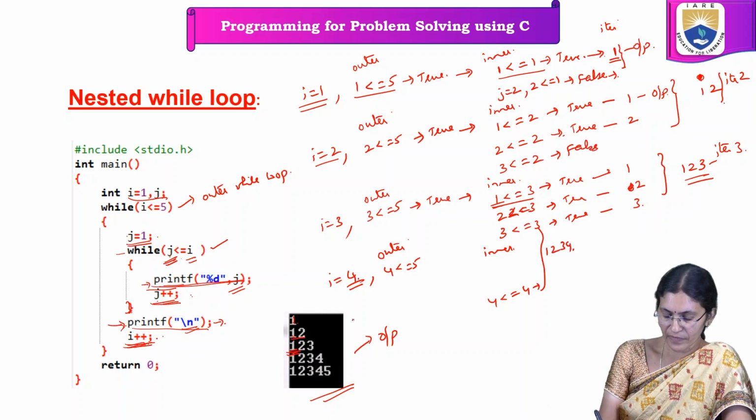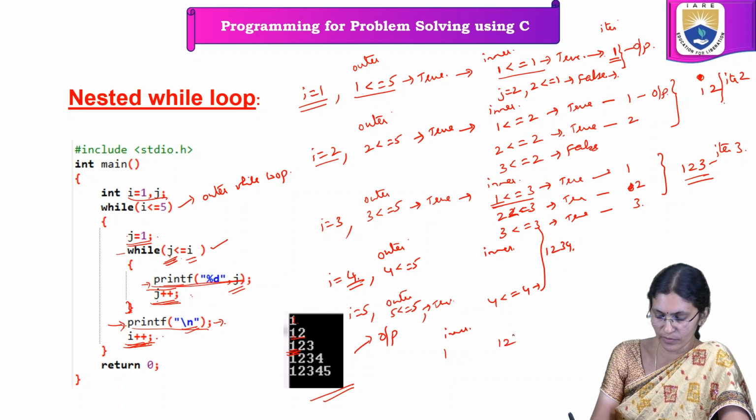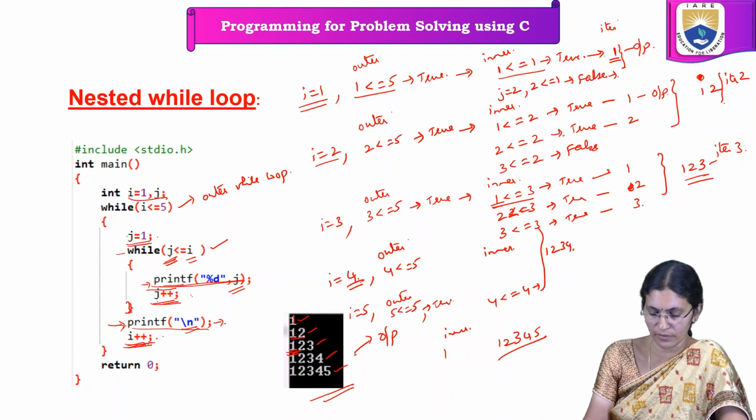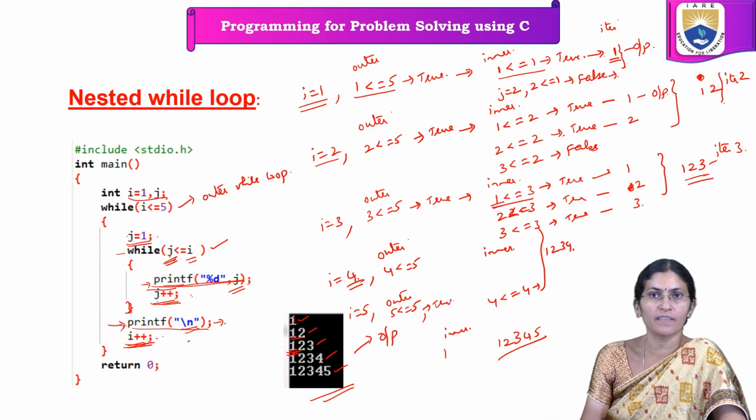In this way, next again the i value is incremented by 1, so i is equal to 5. The outer condition checked is 5 is less than or equal to 5. This is true, so control is transferred to the inner loop. The inner loop will execute 5 times now. The output of this iteration is 1, 2, 3, 4 and 5. So finally, the output which you are going to get is 1, 1 2, 1 2 3, 1 2 3 4, 1 2 3 4 5. In this way we can understand the operation of a nested while loop.